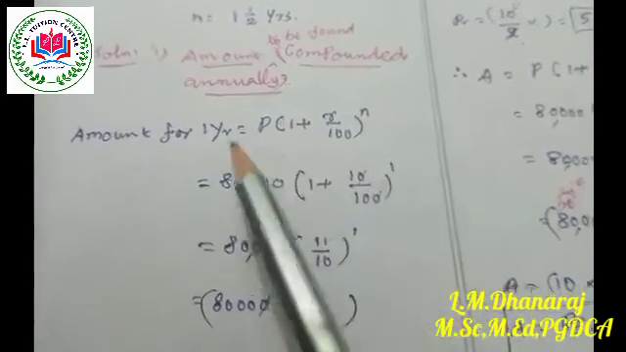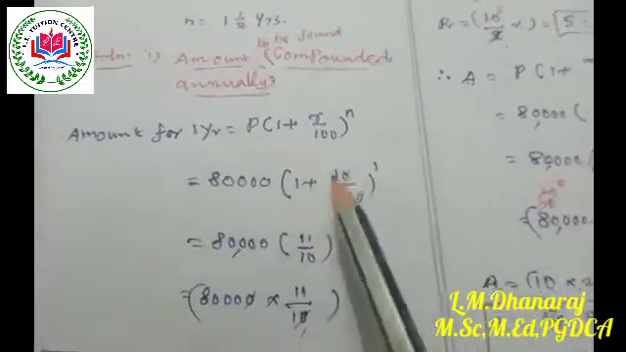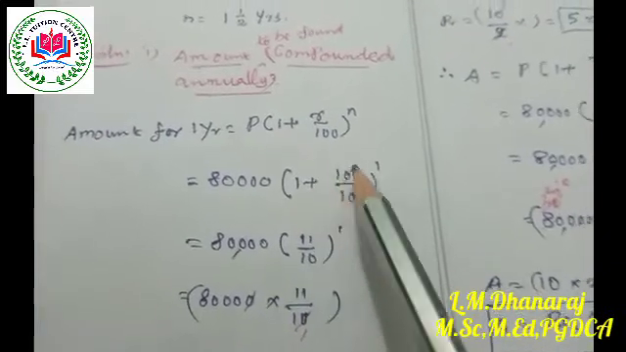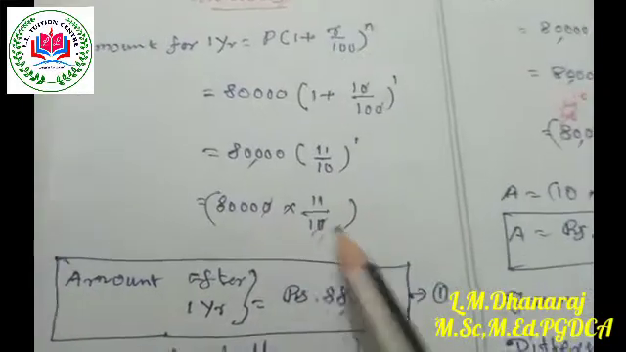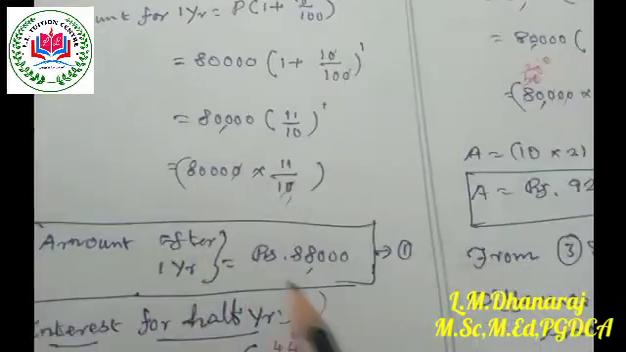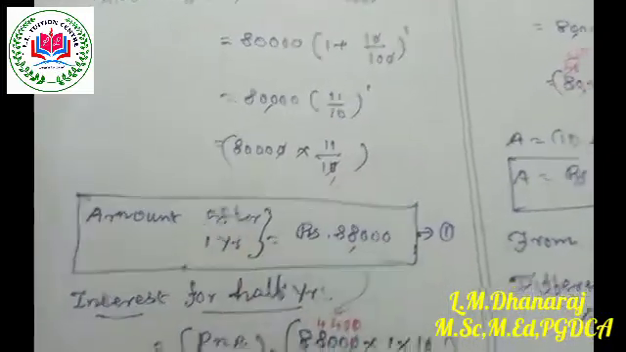First we calculate for 1 year. So 10 and 10 can be cancelled. This is 1 by 10. So 1 into 10 will be 10, 10 plus 1 is 11 by 10 whole power 1. So a 0 can be cancelled. So 8,000 into 11, that becomes 88,000, the amount for 1 year.